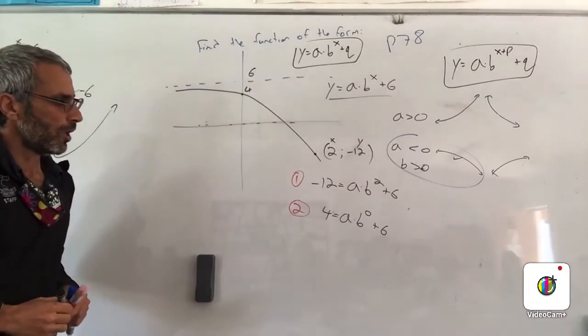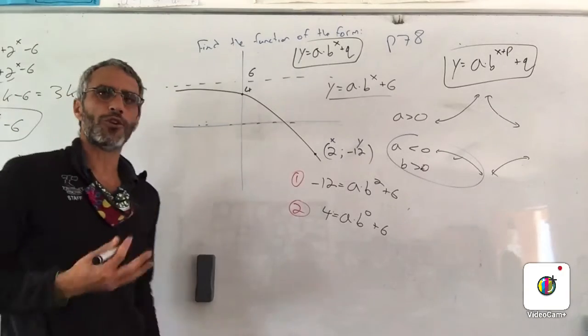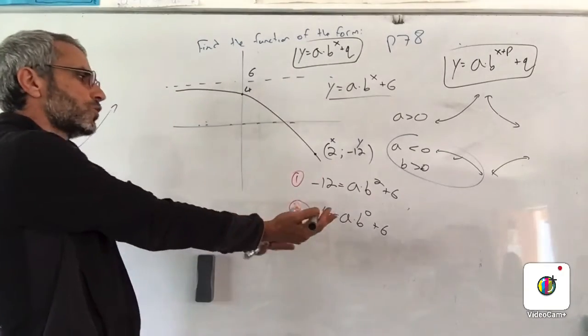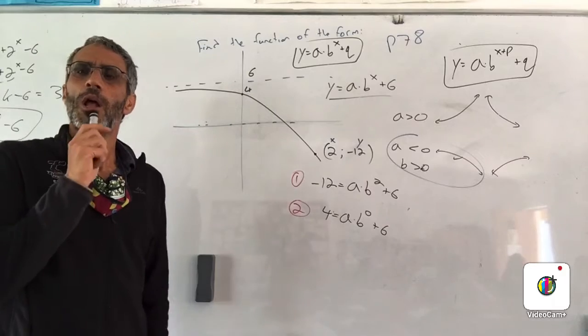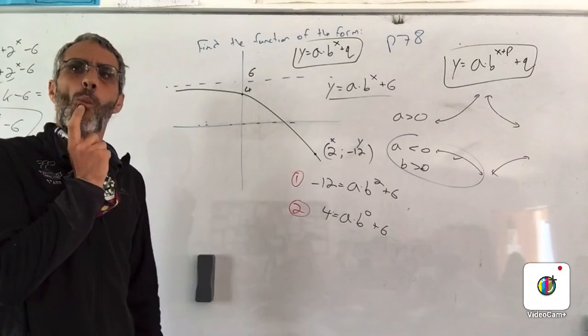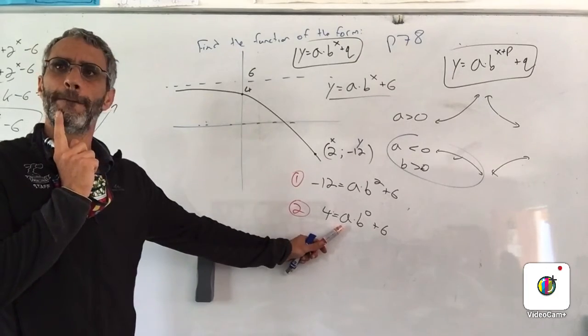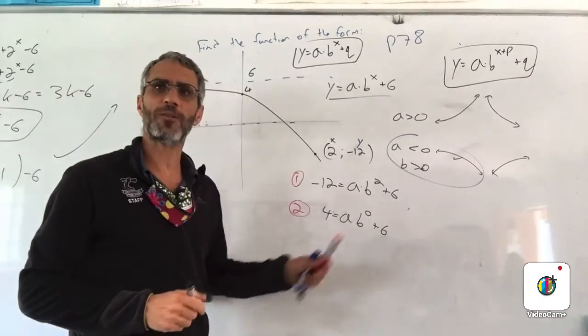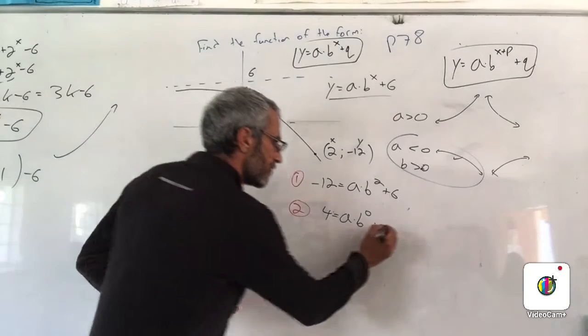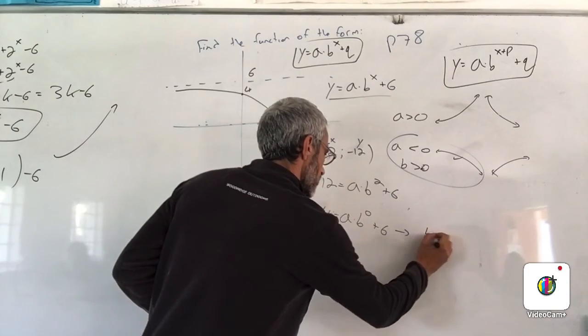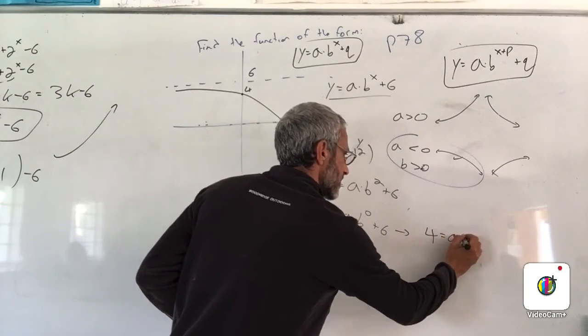Now, which equation do you reckon we should really start with? I mean, just showing these two equations is great. We need to start with number 2. Why? What did I get rid of here? B. Because B to the power of 0 is 1. So if I rewrite it, all I have here is 4 equal A plus 6.